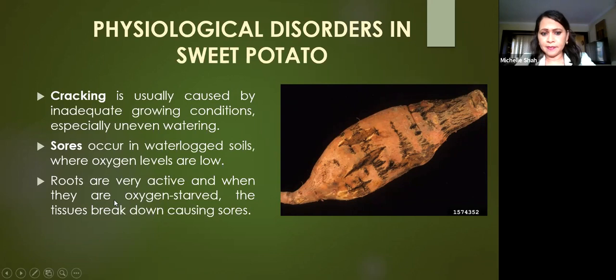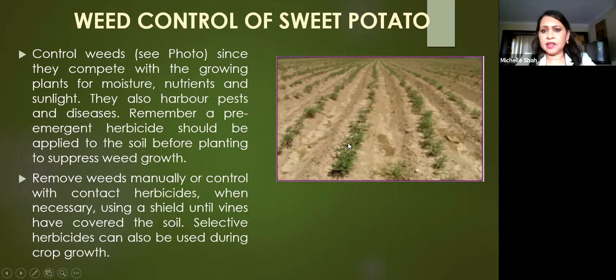Weed control: this is a field that is properly weeded. Control weeds since they compete with growing plants for moisture, nutrients, and sunlight. Weeds also harbor pests and disease. And remember, a pre-emergent herbicide should be applied to the soil before planting to suppress weed growth. Remove weeds manually or control with contact herbicides when necessary, using a shield until vines have covered the soil. Selective herbicides can also be used during crop growth.